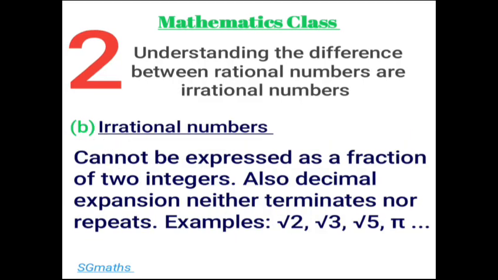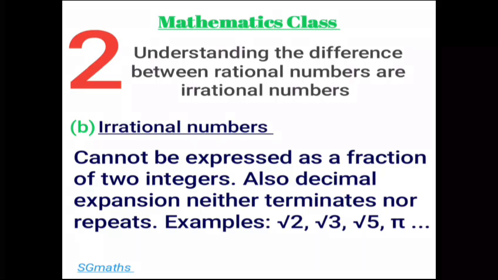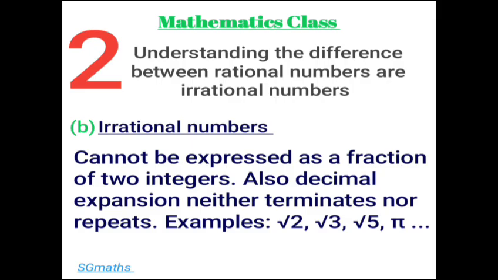So let's see the second one. Irrational numbers. We say irrational numbers cannot be expressed as a fraction of two integers. They cannot be expressed as p over q. And if you express them as p over q and divide it, the decimal expansion neither terminates nor repeats. Examples of numbers of this form are root 2, root 3, root 5, even pi.